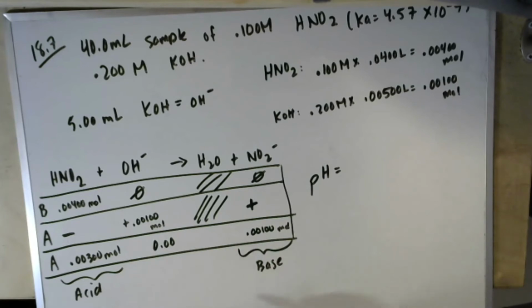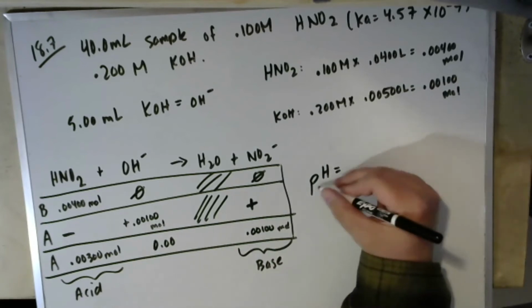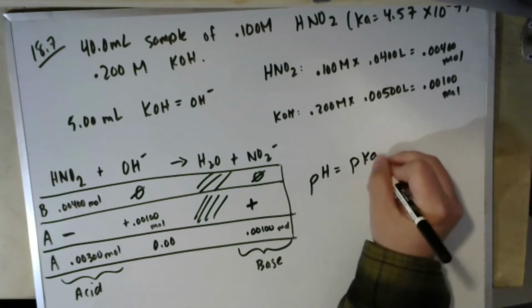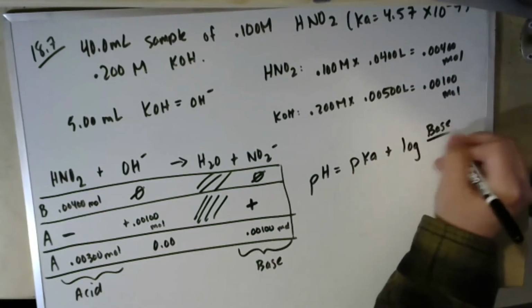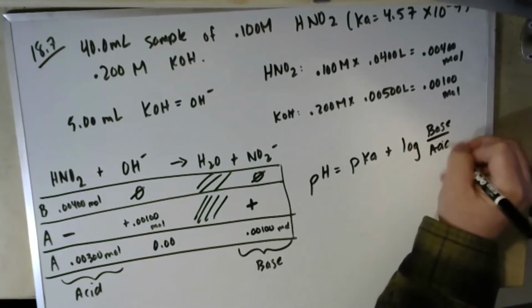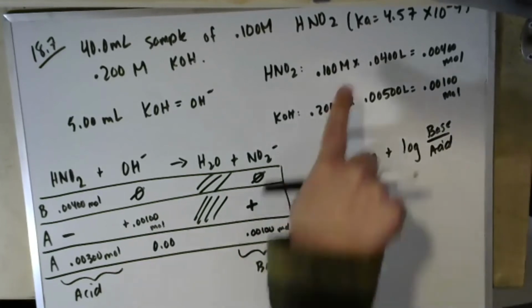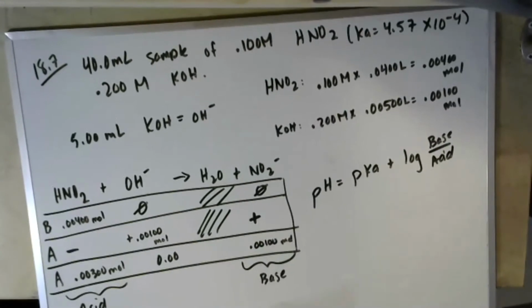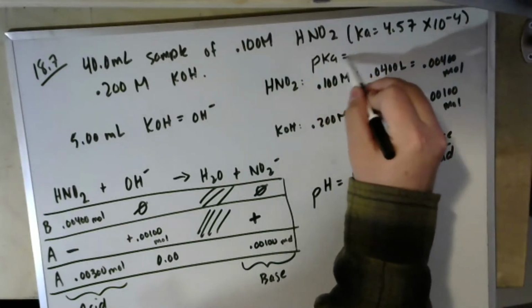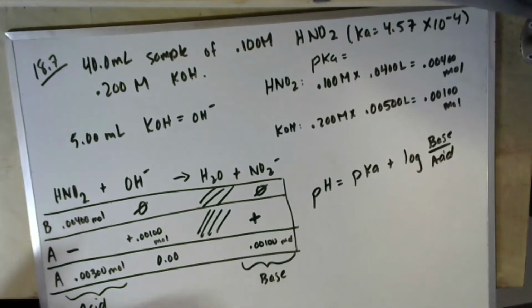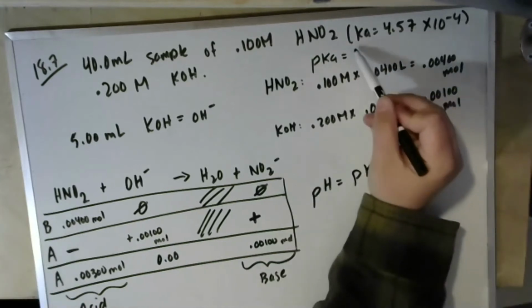Okay. So our Henderson-Hasselbalch equation is pH equals pKa plus the log of your base over your acid. We have an HNO2 Ka of 4.57 times 10 to the negative 4. So let's find the pKa of that real quick. We'll take the negative log of the Ka value. And we get 3.34.